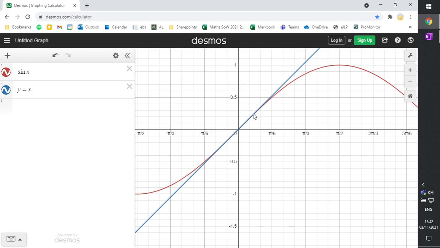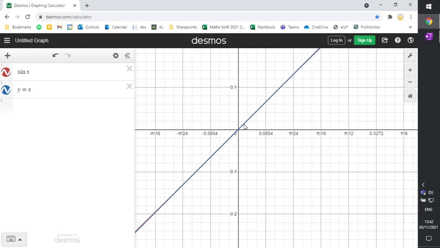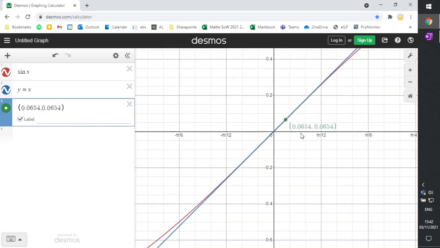So it's reasonable to say that when x is a really small angle, we can estimate sine x as just x. So for example, if I put in this value here, 0.0654, I could estimate the y value as 0.0654. I wouldn't actually have to work out sine of that value because it's pretty much on the line.